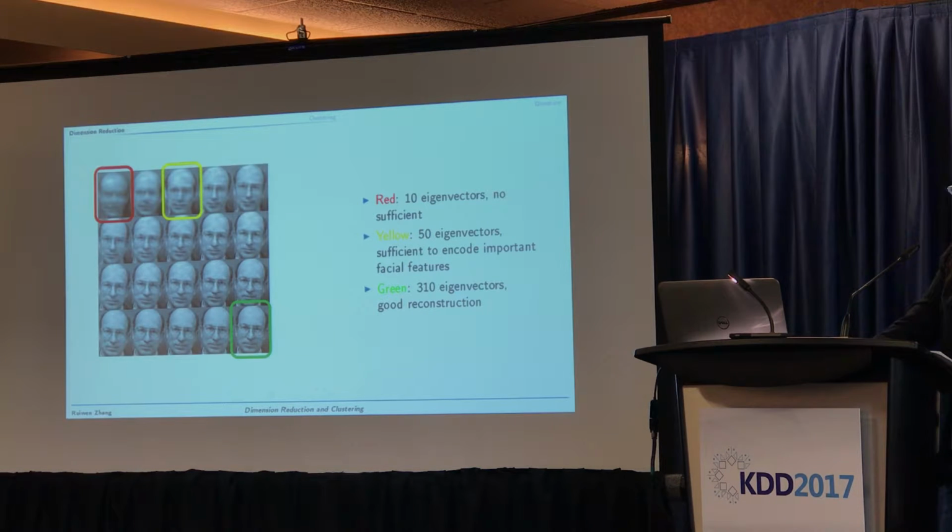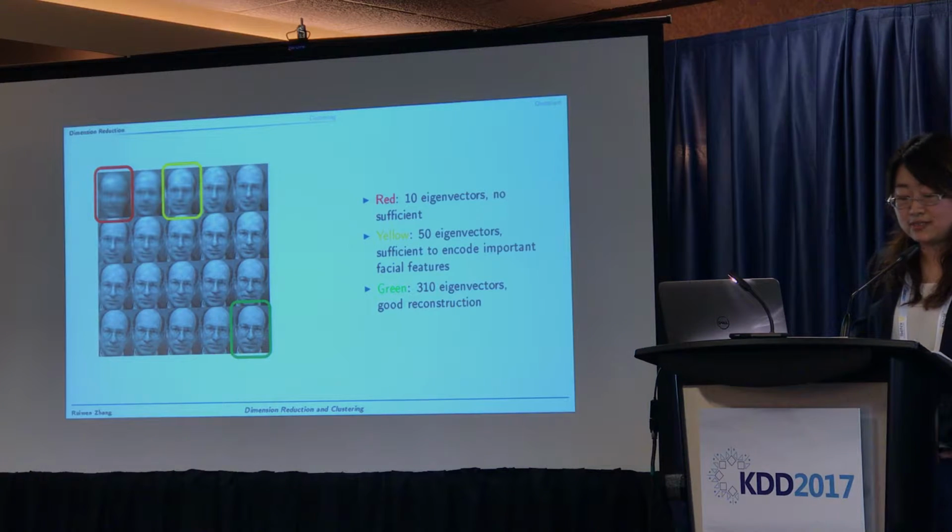For normal PCA, we usually use a scree plot or proportion of variance explained to determine the proper number of PCs, but in eigenfaces analysis, it's better to evaluate whether the reconstructed image looks face-like, and most of the time it also depends on your tolerance. Like in this example, the top 10 eigenvectors, or eigenfaces, are obviously not sufficient for a good reconstruction, and the top 50 may be sufficient to encode some important facial features, but if a really good reconstruction is required, then we need around 300 eigenfaces.